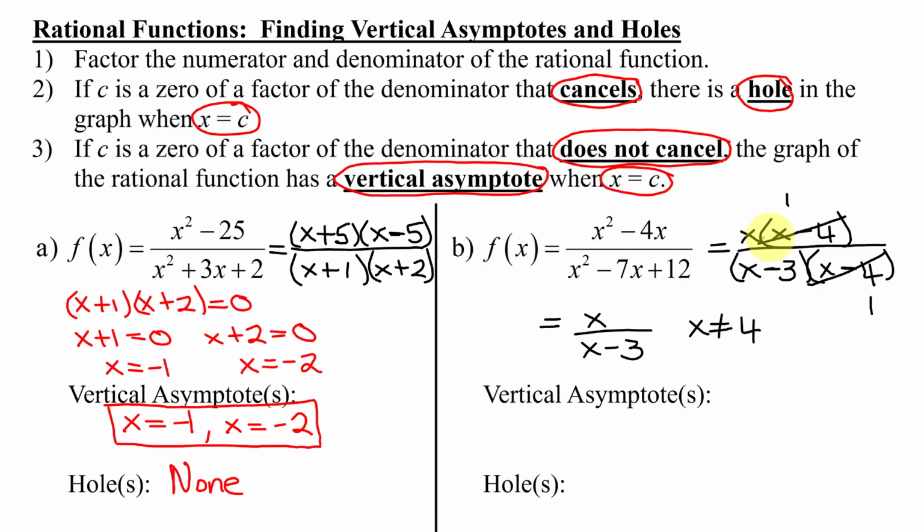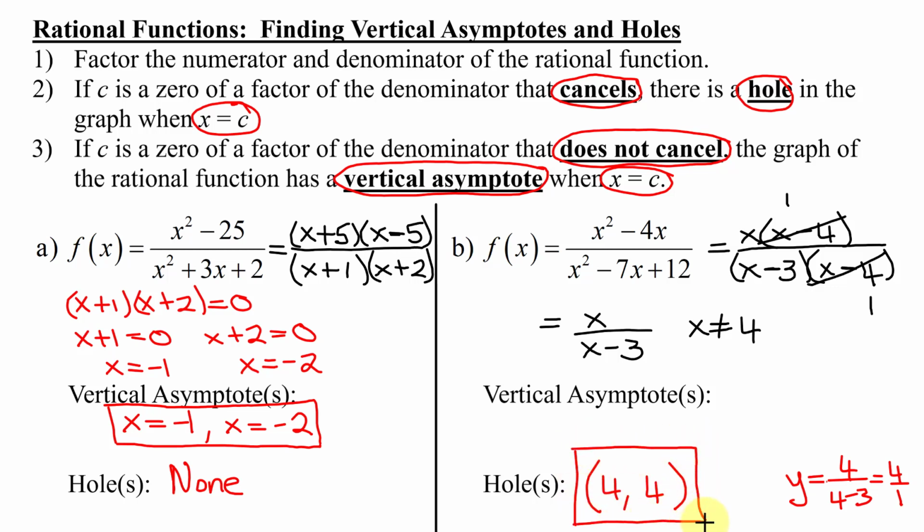So now, since we had this common factor that canceled out, that is going to give us a hole when x minus 4 equals 0, or when x equals 4. To find the y-coordinate of the hole, we plug 4 into the simplified version of the function. So we're going to get 4 divided by 4 minus 3, which is 4 divided by 1, which is 4. So I have a hole at the coordinates (4, 4).